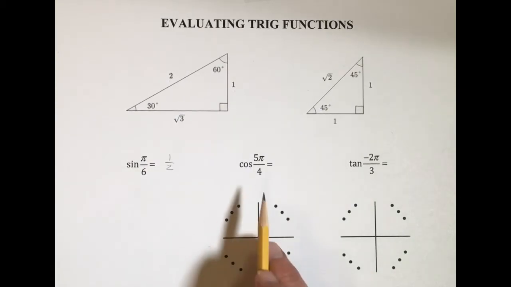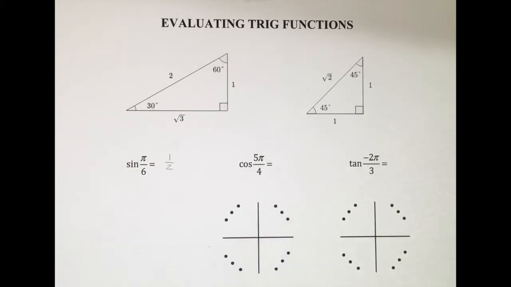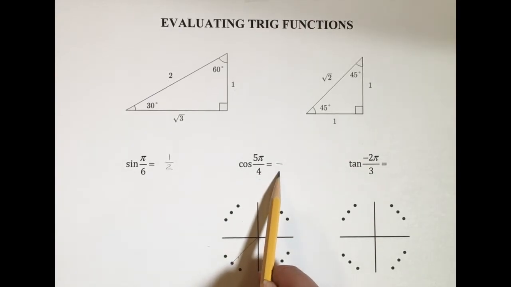To evaluate cosine of 5 pi over 4, let's first determine which quadrant the angle 5 pi over 4 is in. I'll count my way there. 1 pi over 4, 2 pi over 4, 3 pi over 4, 4 pi over 4. Here's 5 pi over 4. We're in the third quadrant, and all-star trig class tells me that tangent of this angle will be positive, but sine and cosine would both be negative. I know cosine of 5 pi over 4 is going to be negative.